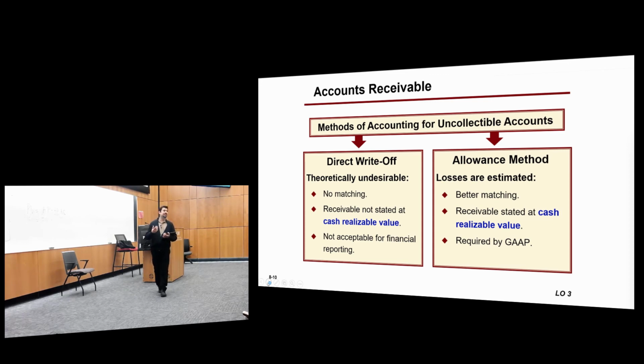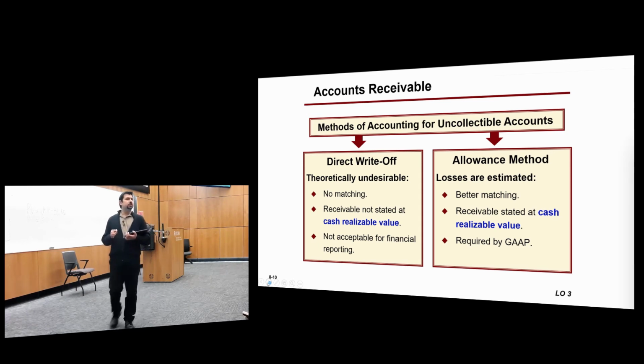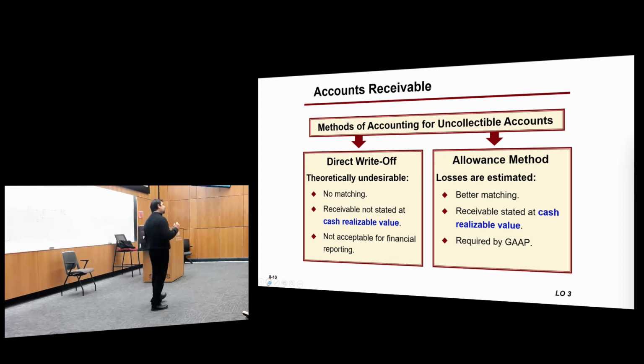Now, the direct write-off method is simpler. Any account receivable that is not collected, you write it off. But in this case, at the end of the year, the value of accounts receivable reported on the balance sheet will most likely be overstated. Why? Because you are not taking into consideration those accounts receivable that will never be collected, the uncollectible accounts. As a result, it will not be at the cash realizable value. Cash realizable value is the amount of cash that we expect to actually receive from that account.